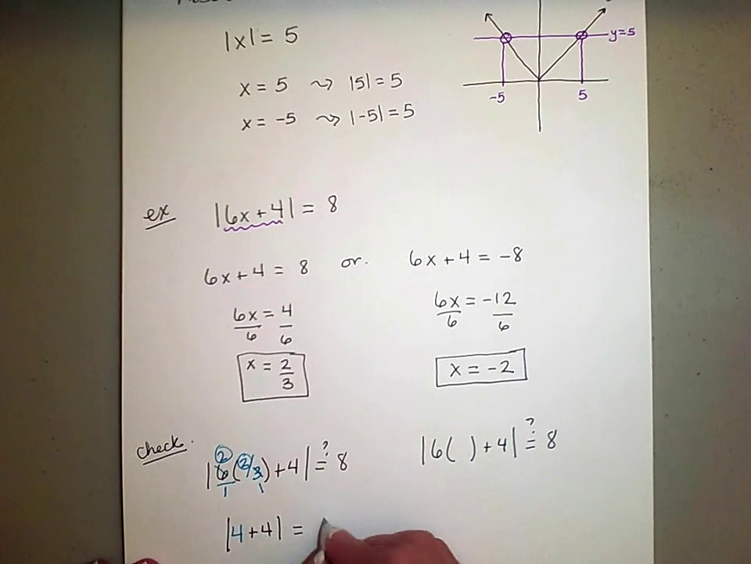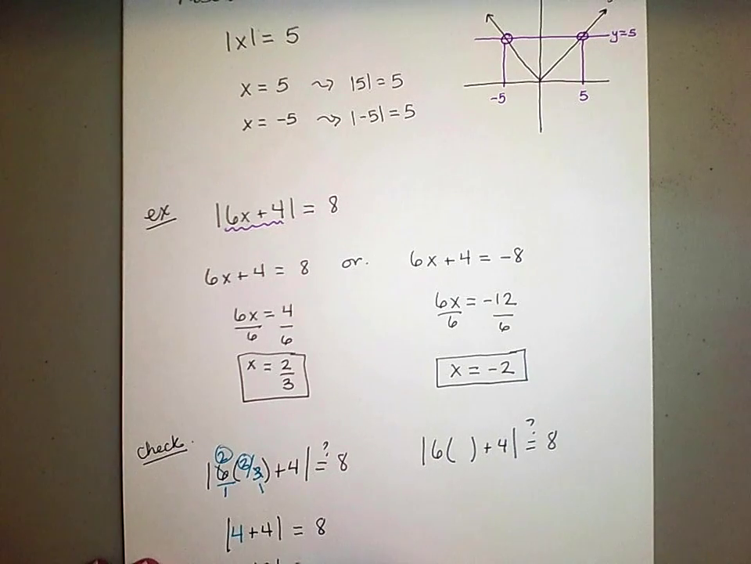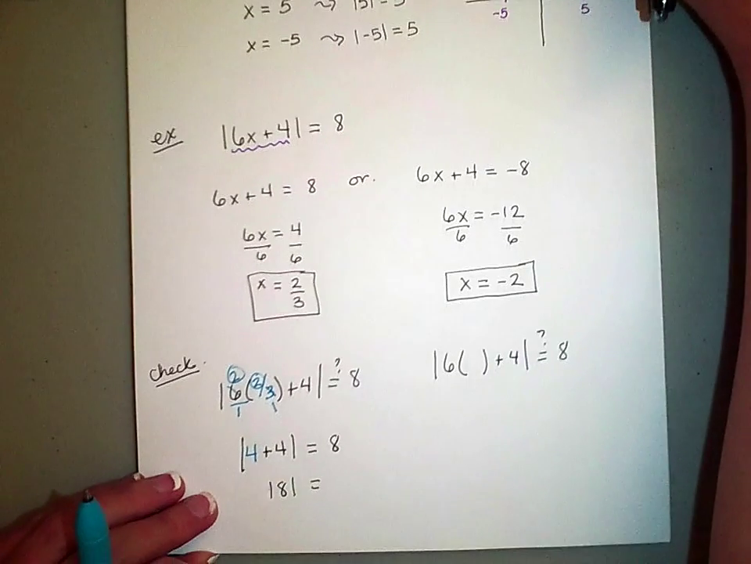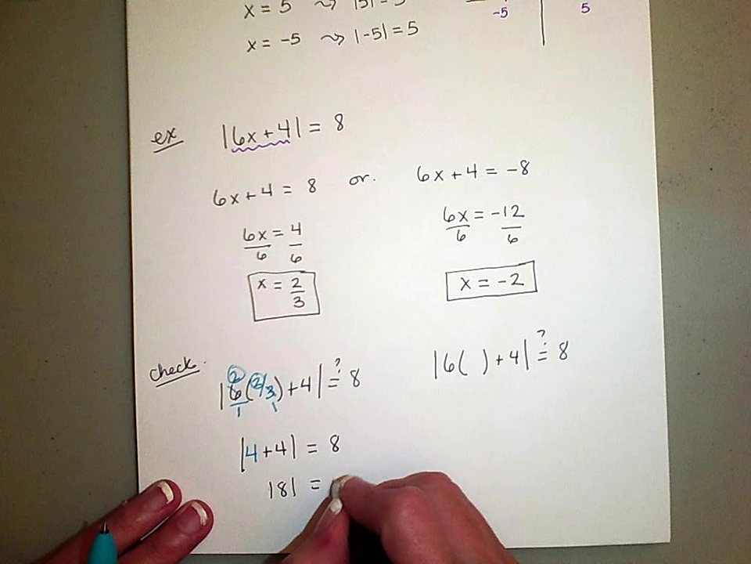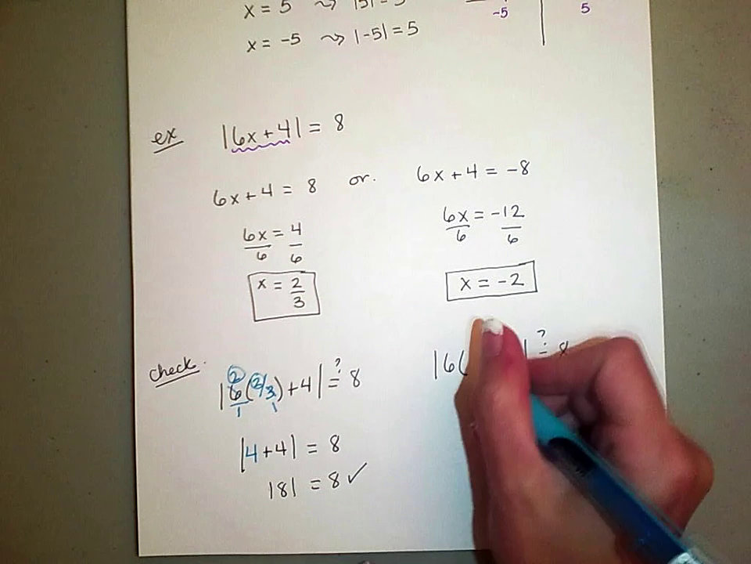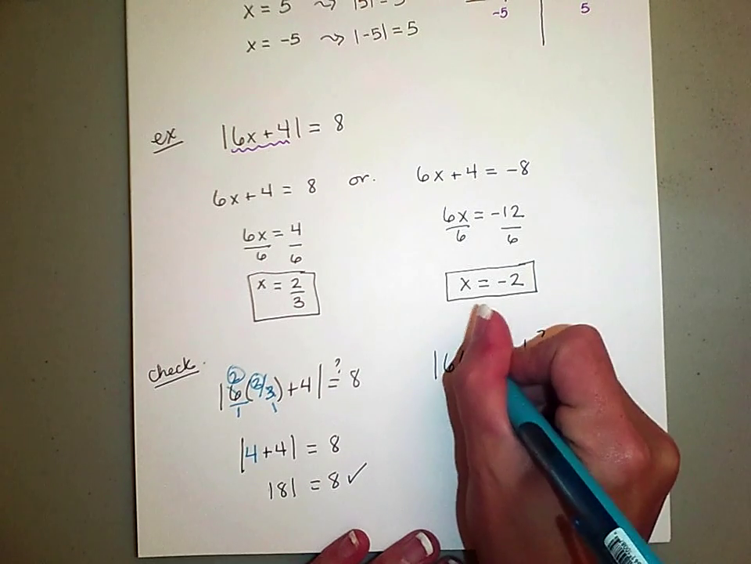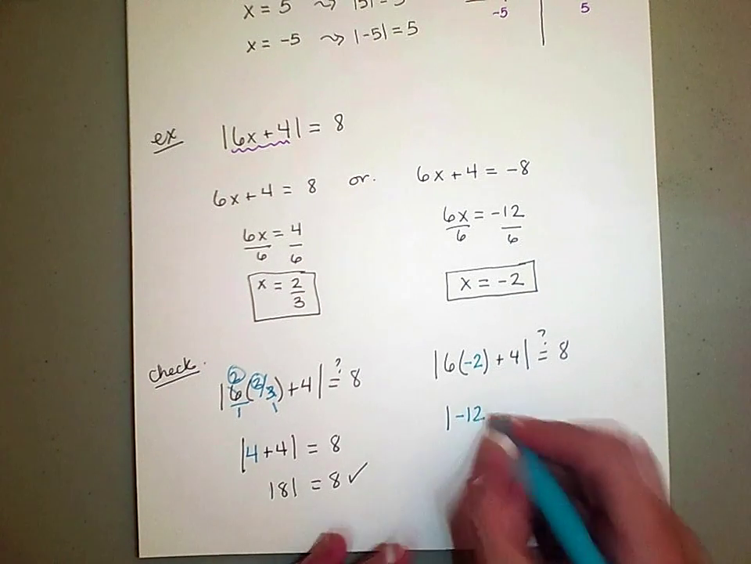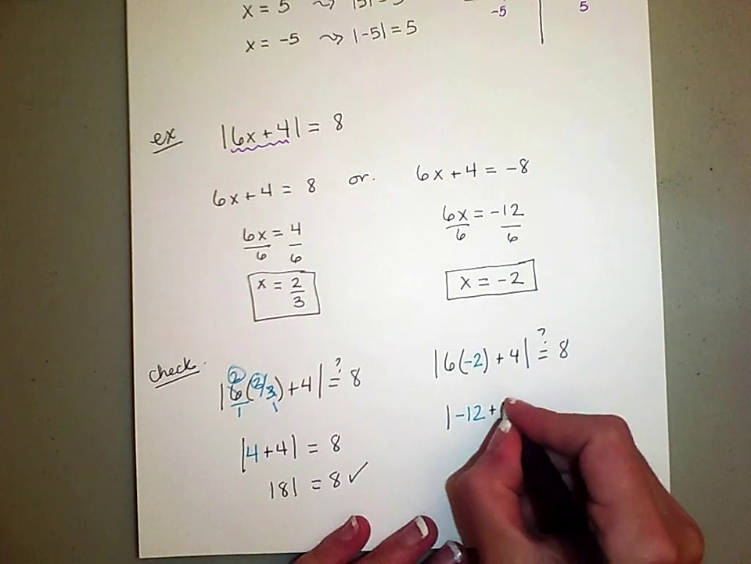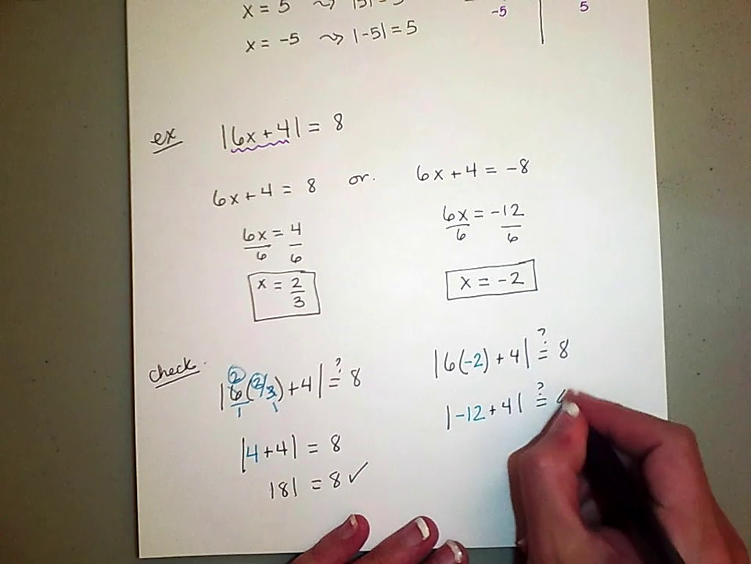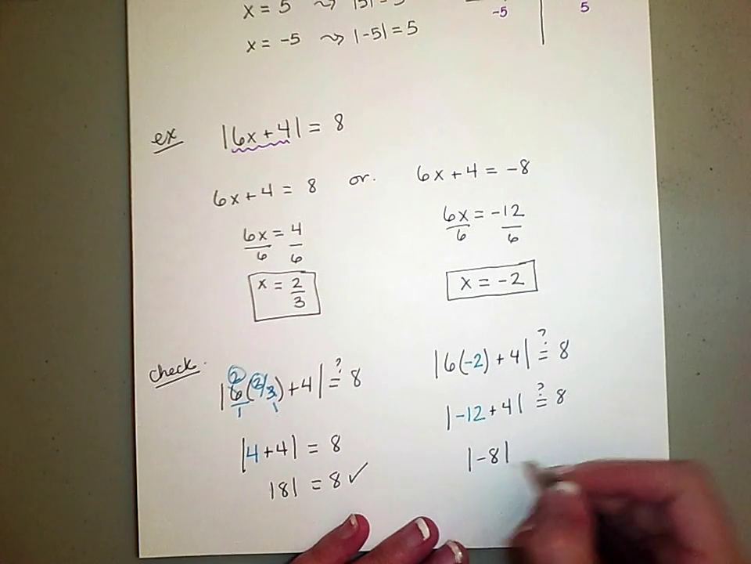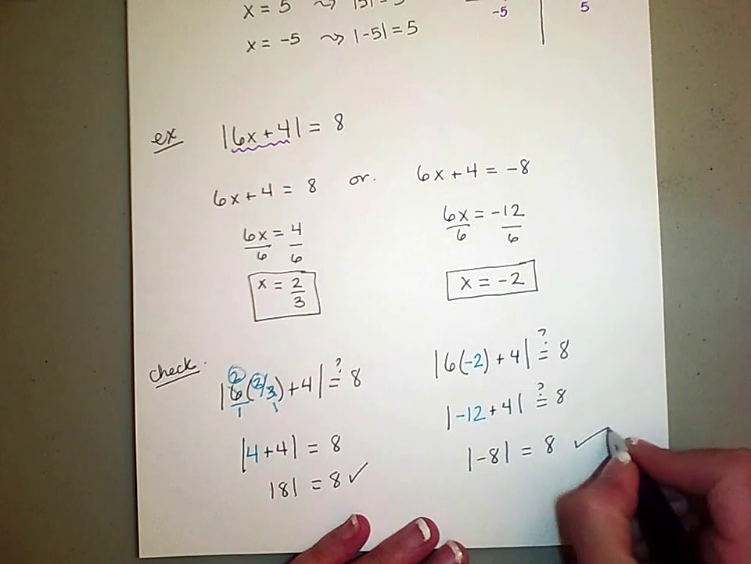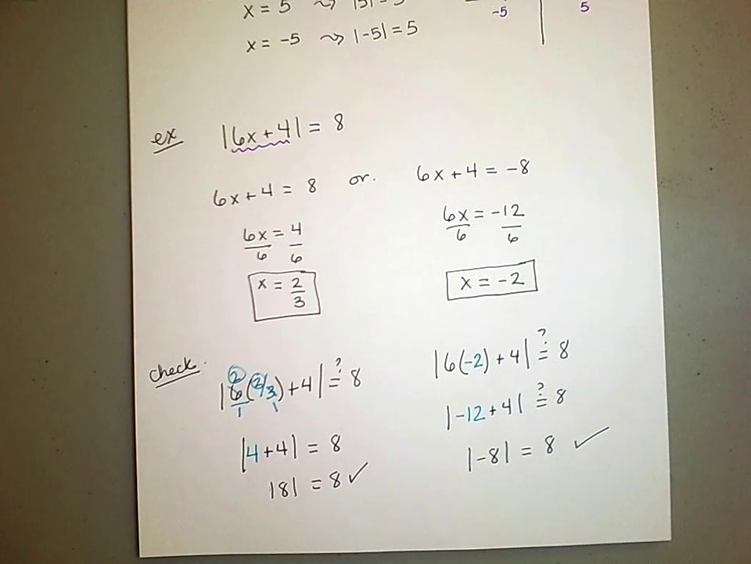And yes, this is true. The absolute value of 8 is equal to 8. So x equals 2/3 is a good solution. Now we can check x equals negative 2. We'll have the absolute value of negative 12 plus 4. Does that equal 8? And yes, the absolute value of negative 8 is equal to 8. So both of these check.